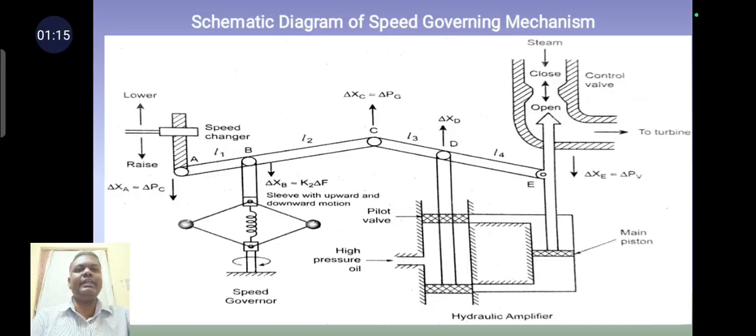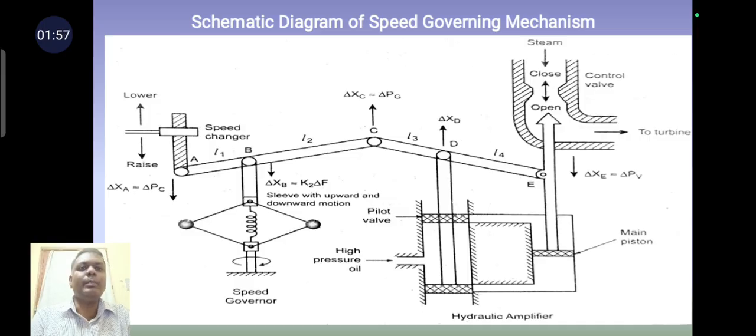This is the schematic diagram of the speed governing mechanism. Here, the four components are the speed changer, on the left-hand side, which has two commands, lower command and raise command. The next one is the speed governor. At the bottom, we have what look like two balls, that is the speed governor, and the hydraulic amplifier is parallel to the speed governor. The next one is the linkage mechanism. The linkage mechanism is A to B, B to C, C to D, and then D to E. This is the schematic diagram of the speed governing mechanism.